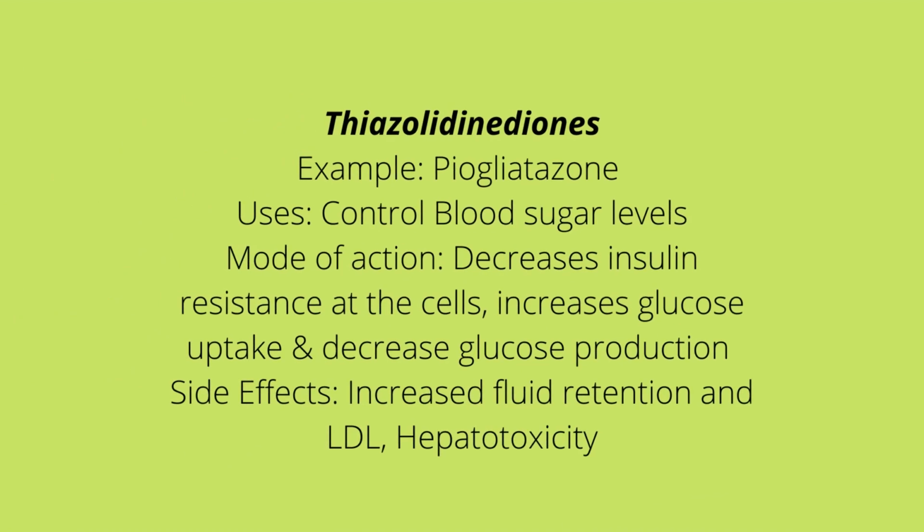Thiazolidinediones. Example, pioglitazone. Its use is to bring blood sugars down. Mode of action: it decreases insulin resistance by the cells. It increases glucose uptake since it's decreasing resistance, and also decreases glucose production. Side effects are increased fluid retention, increased LDL, and hepatotoxicity. Always remember it's contraindicated for heart failure patients due to the fluid retention, and patients should take the medication once a day. They could take it with or without meals.